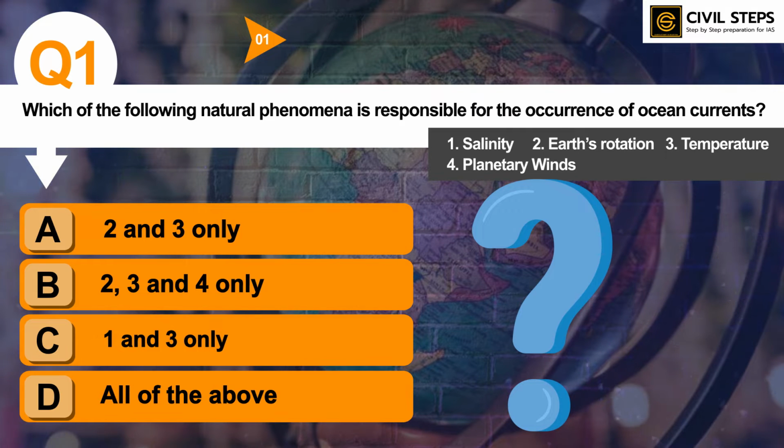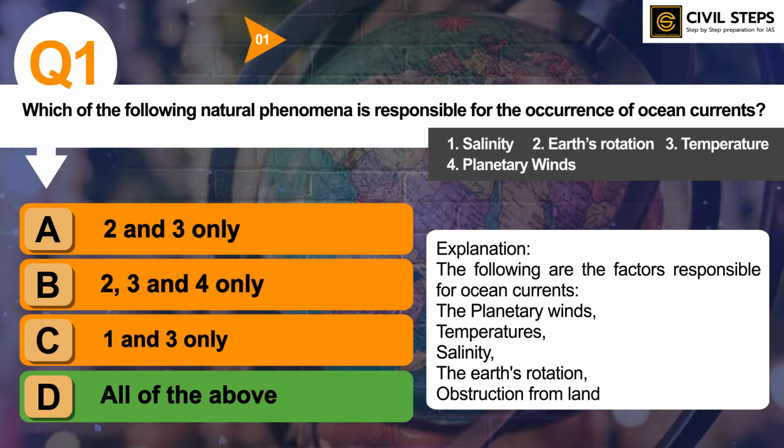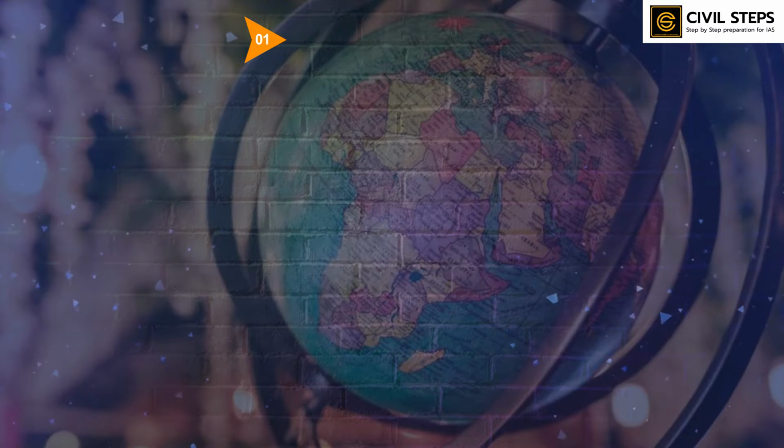I hope you have written the answer. So the answer of this question is option D, all of the above. So the following are the factors responsible for ocean currents, which are the planetary winds, temperature, salinity, the Earth's rotation, obstruction from land. So this was about question number 1. So you can read about ocean currents as well. So what is ocean current and related phenomena about ocean currents. So now let us discuss question number 2.